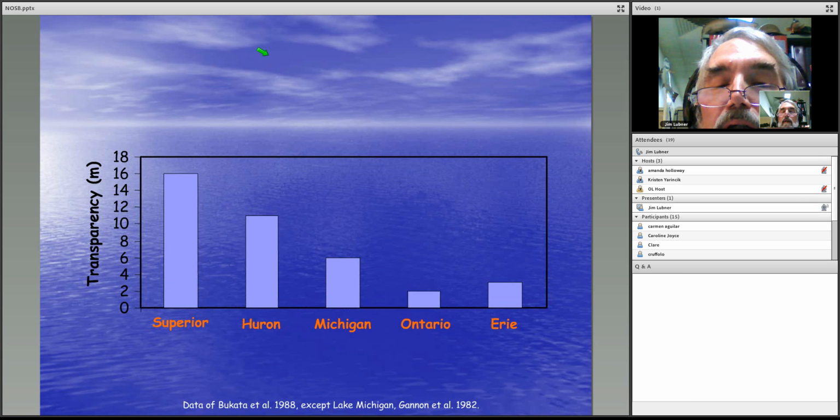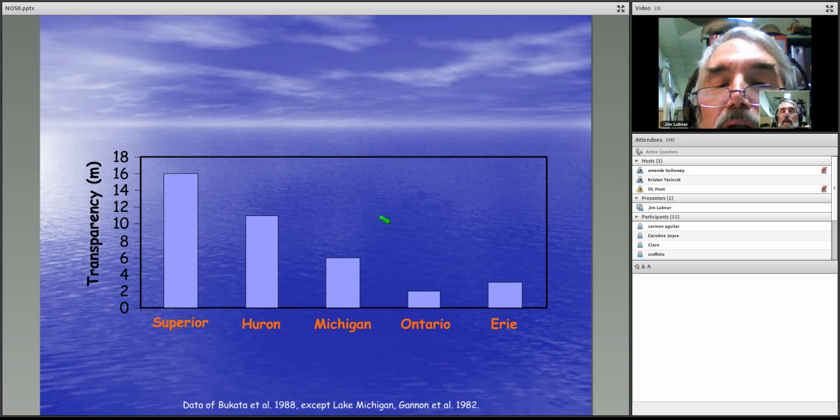This is transparency, so using a Secchi disc to measure transparency depth. Again, this goes back 20 years, and as you can see, from Superior on down through Huron, Michigan, Erie, and Ontario, you've got a decline in the amount of transparency, so you can't see the Secchi disc as far down into the lake.